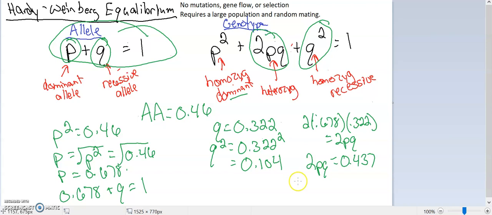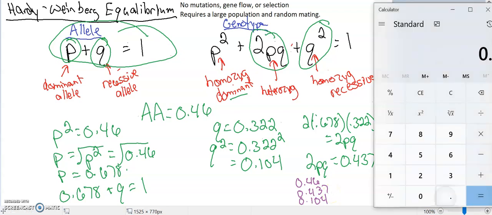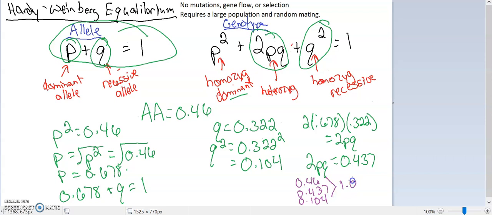Again, here's a chance for us to double check our mathematics. Does p squared, 0.46, plus 2pq, 0.437, plus q squared, 0.104, equal 1? See, 0.46 plus 0.437 plus 0.104. Ta-da! Again, small rounding error, but this does give us 1.0, or we can again call that 100%. So the sum of all of those should always equal 1.